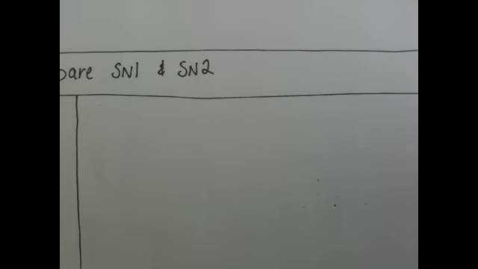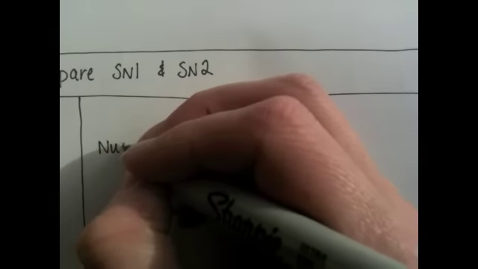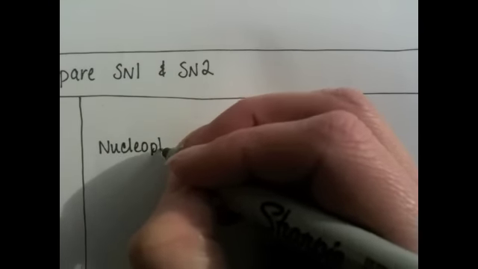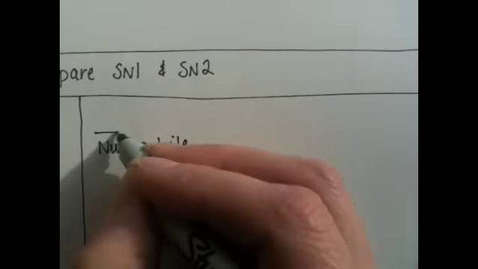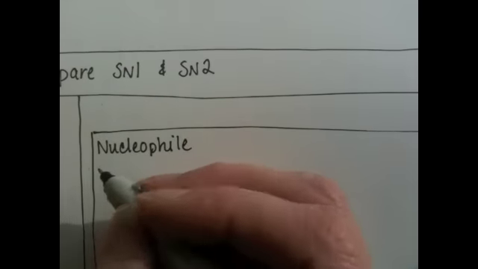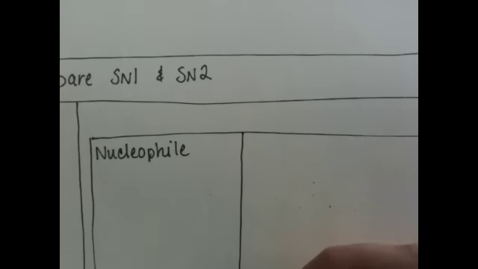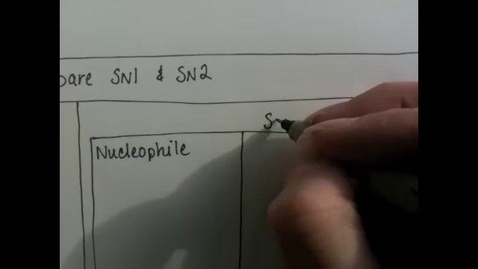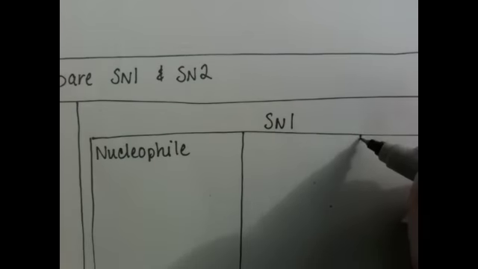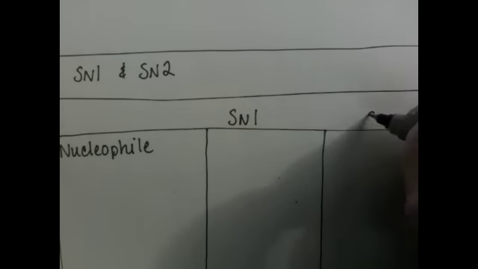So we're going to compare the SN1 and SN2 mechanisms in terms of 6 things. The nucleophile, we're going to make a table here. For SN1 and SN2.